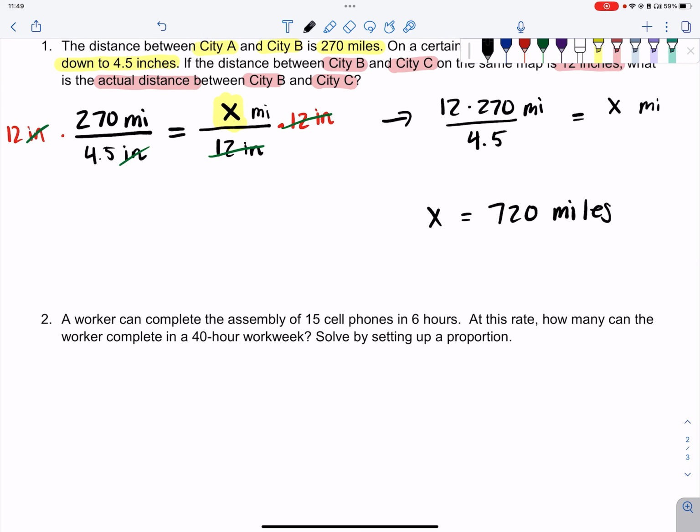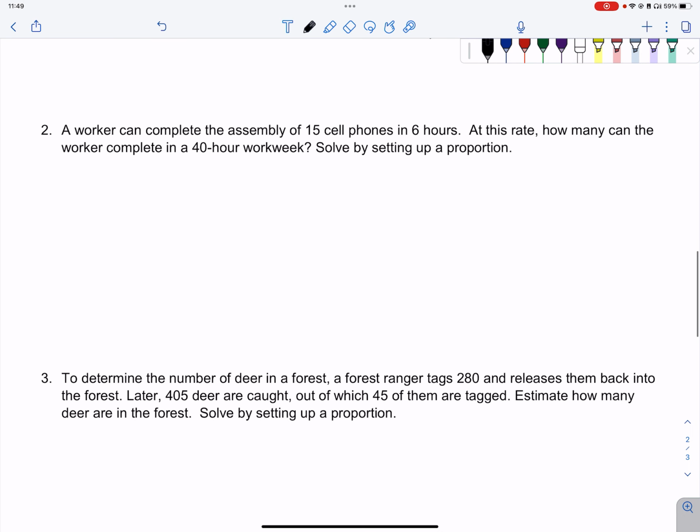The next problem, we have that a worker can complete the assembly of 15 cell phones in 6 hours. And at this rate, we want to know how many can the worker complete in a 40-hour work week. So to start, we've been given a rate here. We know that they can complete 15 cell phones in a 6-hour time period. So we can write that as 15 cell phones over 6 hours.